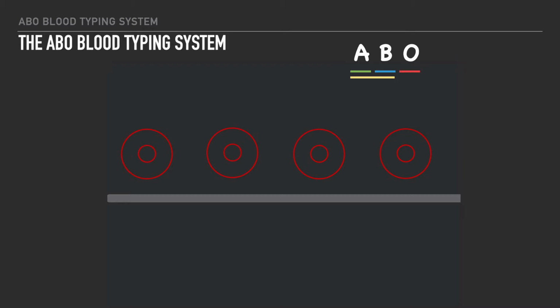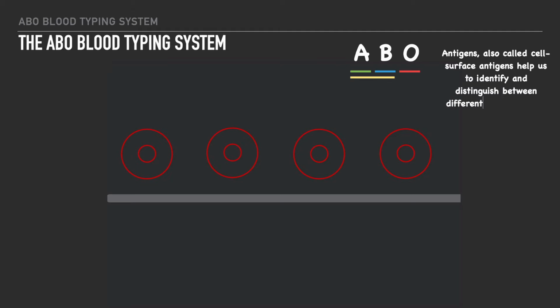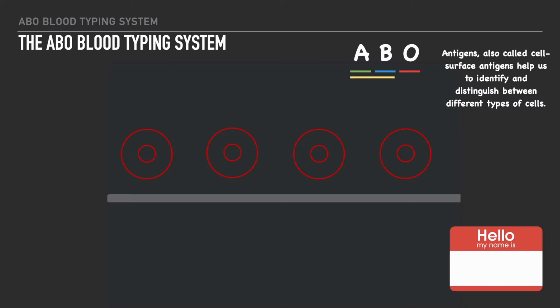Now, as we navigate these varying blood types, let's discuss an important term, which is antigens. You may oftentimes hear of these referred to as cell surface antigens. All that means is that antigens help us identify and distinguish between different types of cells. The way I like to think of antigens is like name tags that you wear in a meeting that look like this. In essence, it's a sign that identifies what it is.